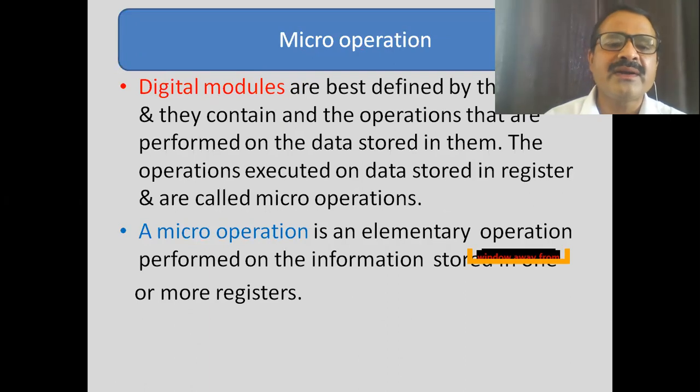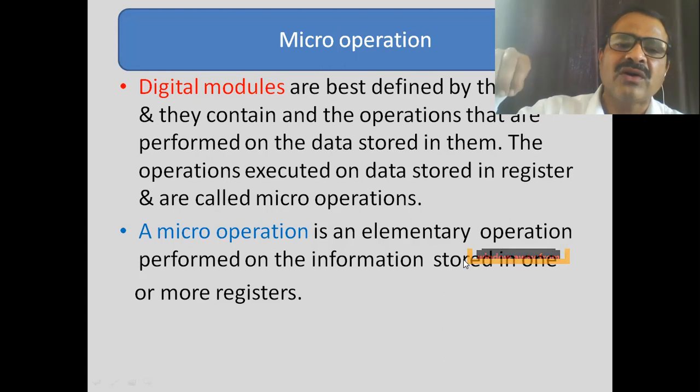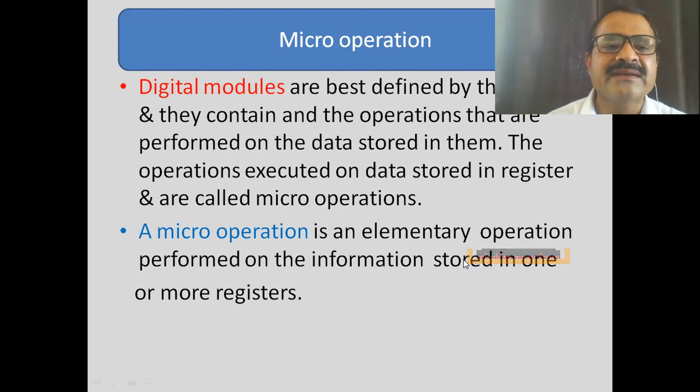Now, let us see what we mean by a micro operation. But before that, the digital modules are best defined by the registers and their contents and the operations that are performed on data stored in them. As all of you know, the digital computer comprises various digital modules, and these digital modules are best defined by internal components, for example registers, and the various operations which are performed on the data stored in registers by the various digital modules, which are part of the hardware.